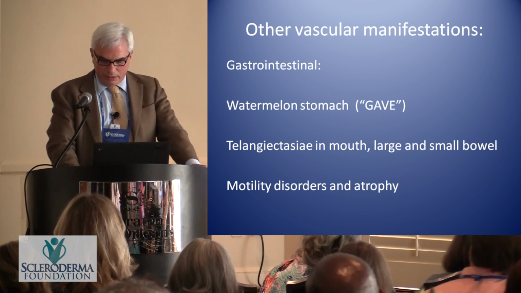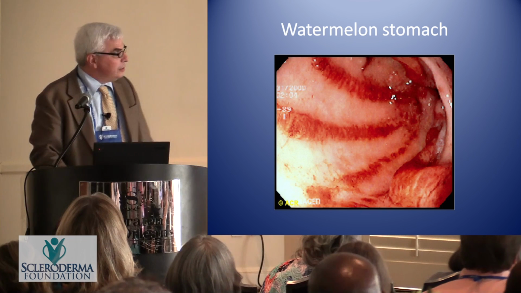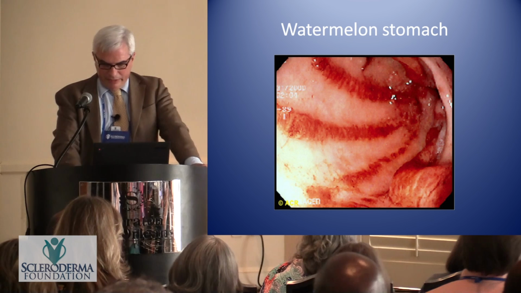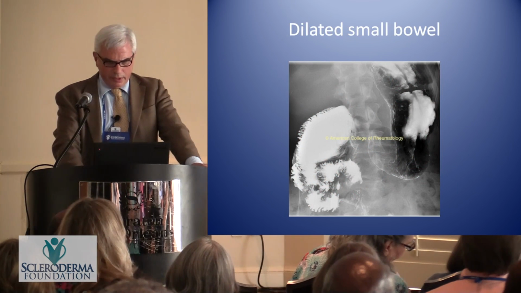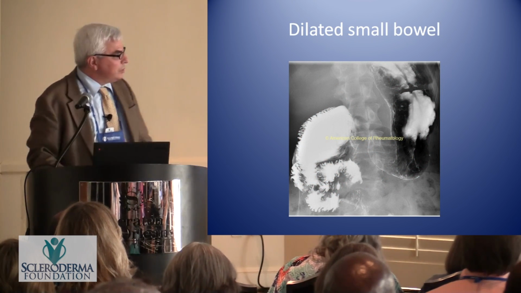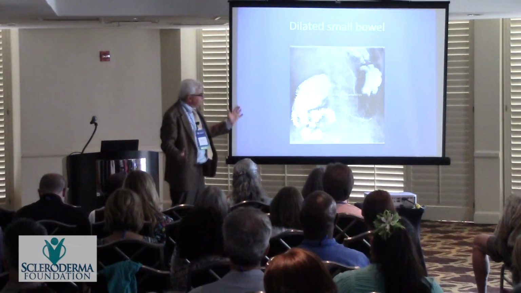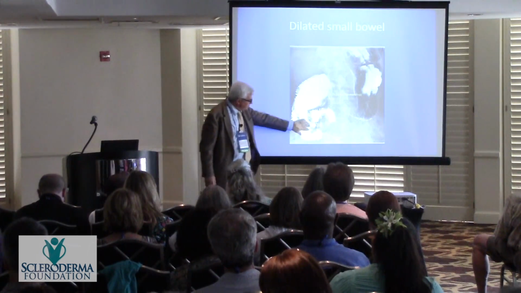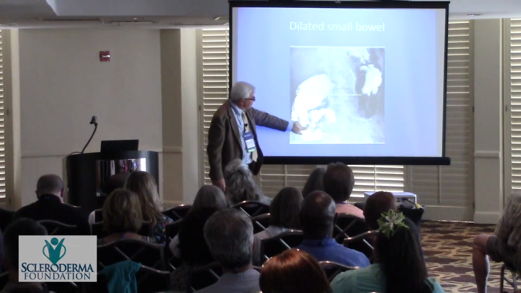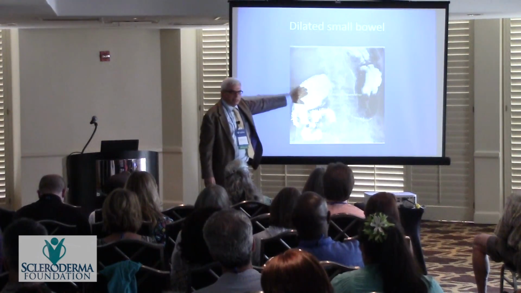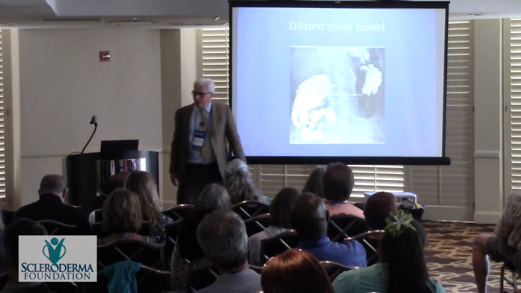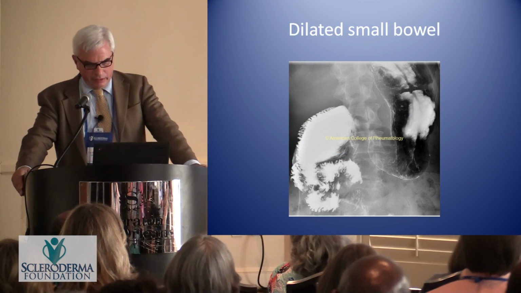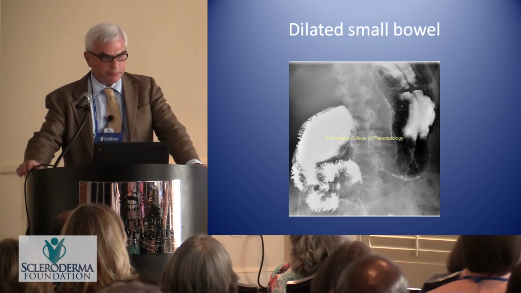Okay, so there's watermelon stomach. Just as the fingers are involved differently, different parts of the GI tract can be involved differently. So this is a small bowel, but so is this. And this is, you can see, massively dilated. And I believe the reason is that the wall is thin and the wall is weak, and that is what makes that possible to happen.